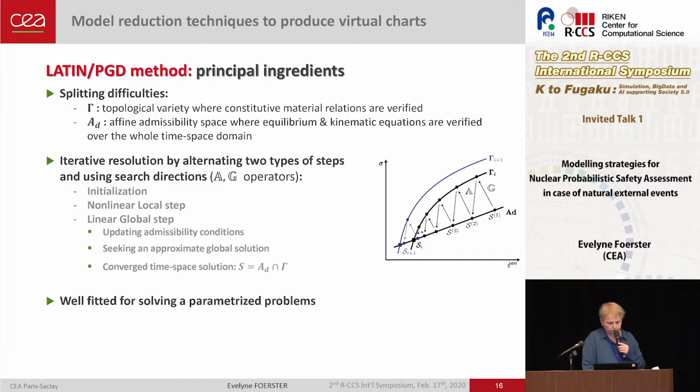And what is really interesting for such a method is that it can be used to solve parameterized problems quite easily, because once you get to a converged solution for one state, for instance, for one type of constitutive material behavior, it's not very demanding in terms of computations to get, for instance, another type of behavior, because you start from the already previously converged solution to go to the next converged solution.